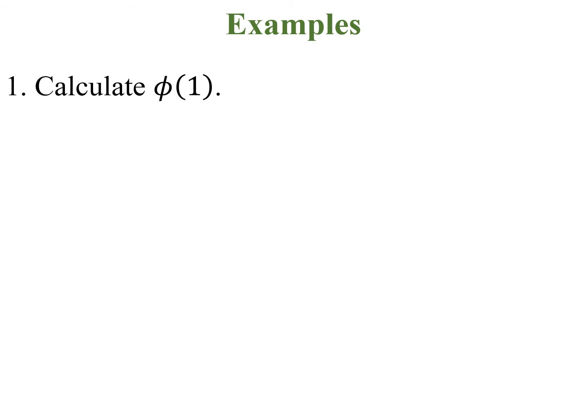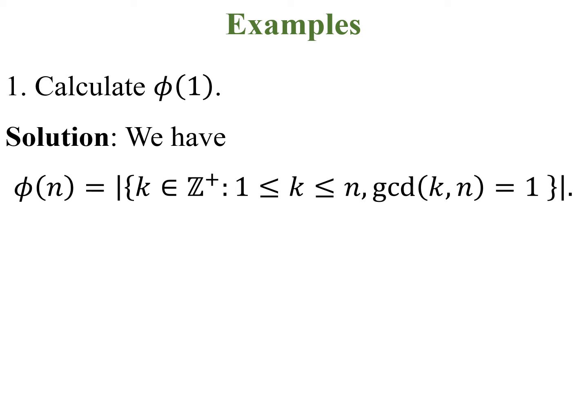Example, calculate phi of 1. There is only one positive integer which is less than or equal to 1, that is 1 itself, and the GCD of 1 with 1 is 1. So what we get? We have phi of n is equal to the count of the set of integers k which are greater equal 1 and less equal n whose GCD with n is 1.